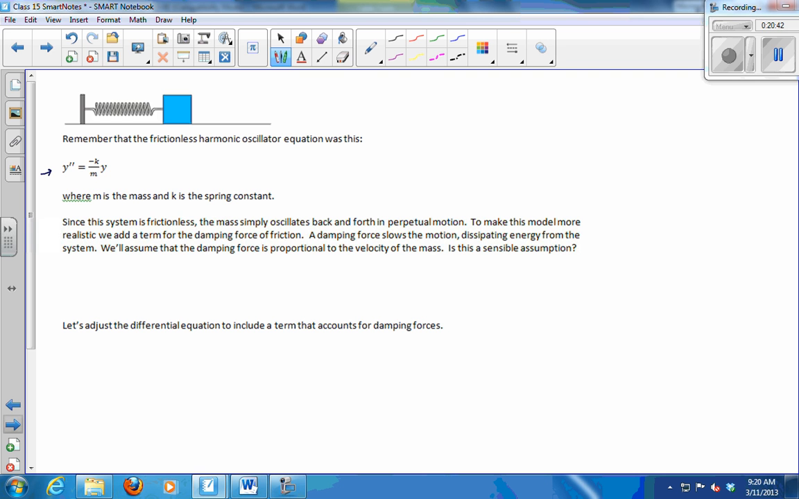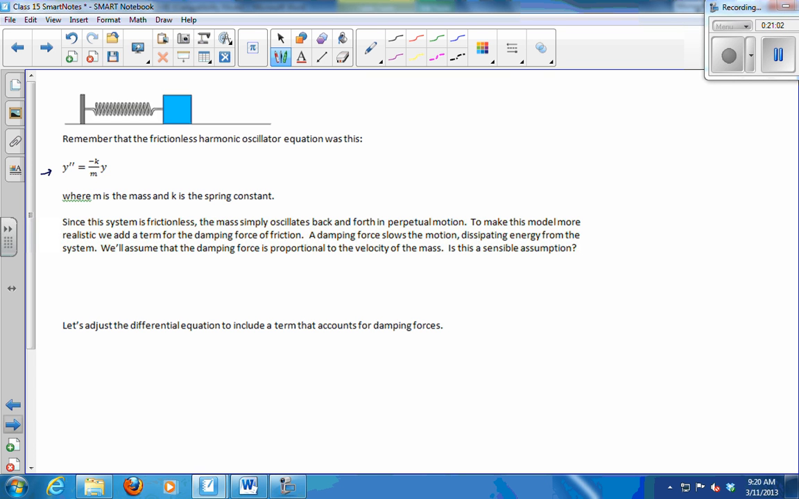But the system is frictionless, and this is not a realistic situation, because this would cause perpetual motion that just goes on forever, and it was a periodic solution that represented displacement of the mass. It just moves back and forth forever.